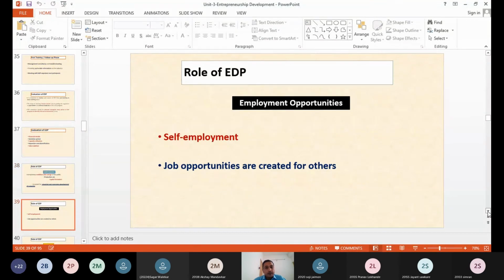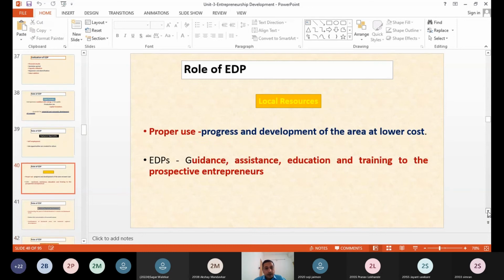Then secondly, it generates employment opportunities. This EDPs helps people to start their own enterprise and thereby creating self-employment as well as lot of job opportunities for others. Also, the local resources will be used with the help of these enterprises which are started with the help of these EDPs. Proper use of all these local resources in the area where the industry is established can help the progress and development of that area at lower costs.